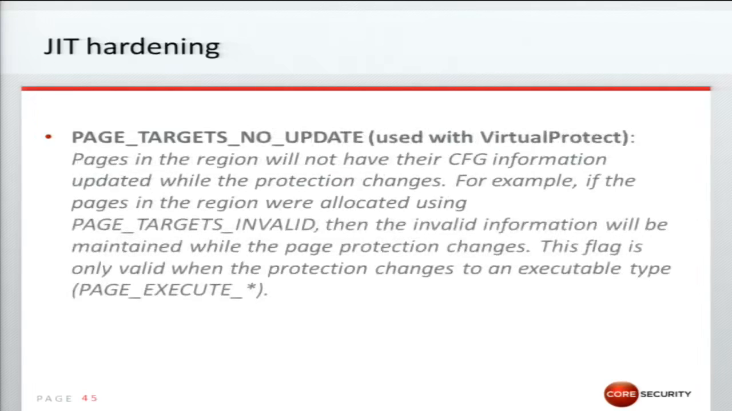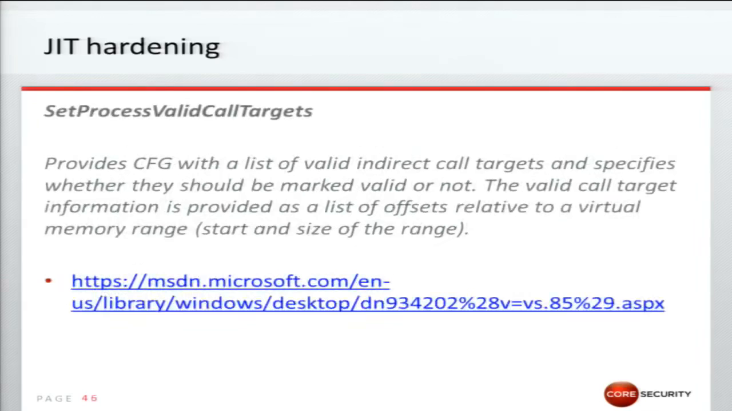On the other hand, PAGE_TARGETS_NO_UPDATE should be used with VirtualProtect, and it should be combined with execute permissions. This flag will indicate that the control flow guarding information should not be changed when assigning the new memory protections. They are also using this new memory management function, which is SetProcessValidCallTargets. This function is new in Windows 10.